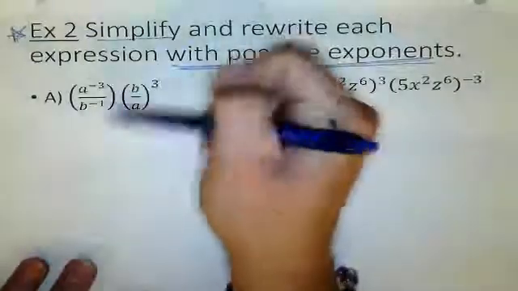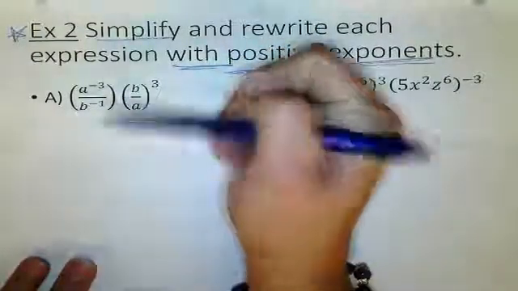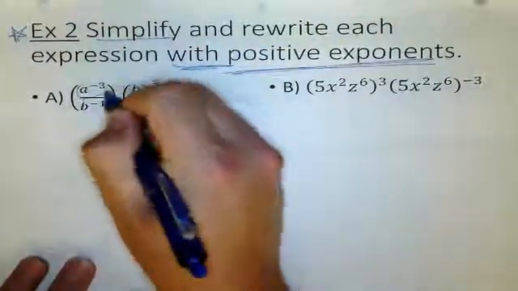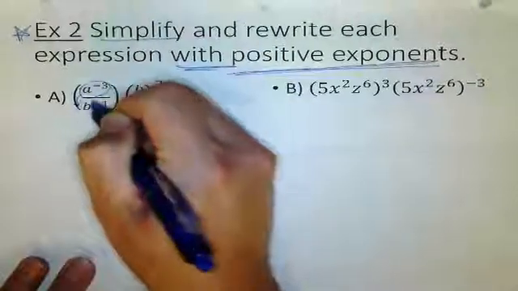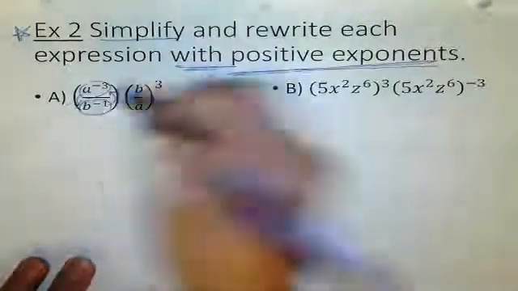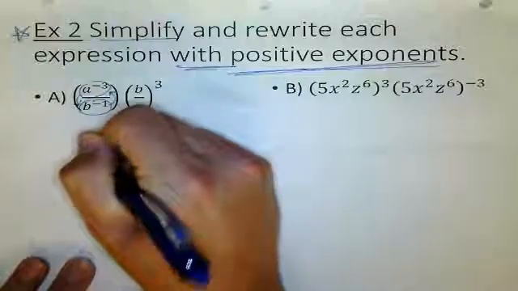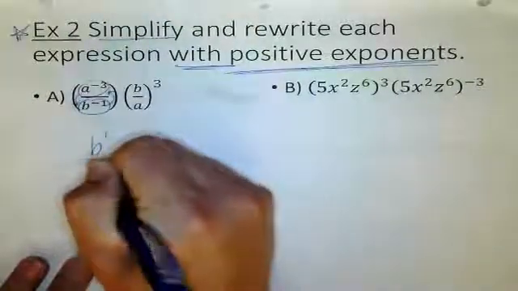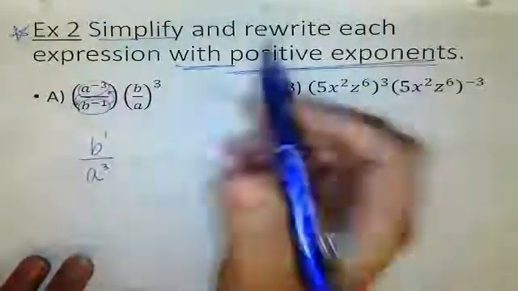The negatives, you want to, what, swap those? Yeah, okay. So this a to the negative 3 is unhappy, so he wants to move down, and the b to the negative 1 is unhappy, and so they want to move up. So, okay, that's going to be b to the happy 1 over a to the happy 3, okay?